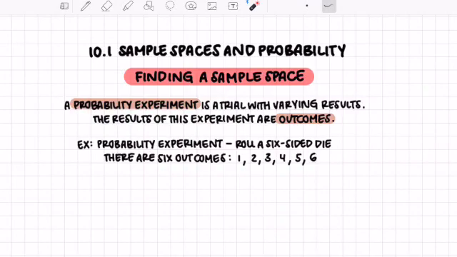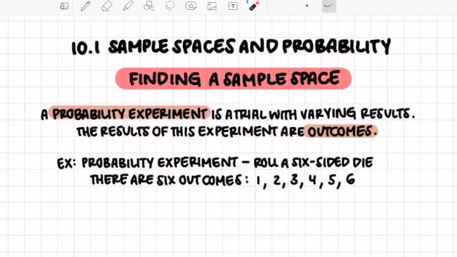Hi guys! So today we're going to be looking at Chapter 10, Section 1, Sample Spaces and Probability. We're going to start off first with finding a sample space. And before we do that, we need to learn a little bit of vocabulary. So let's look at what a probability experiment is.